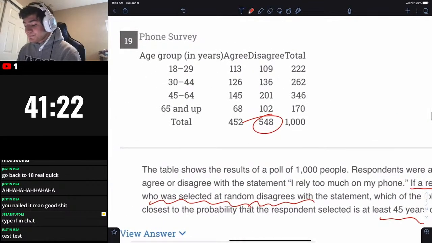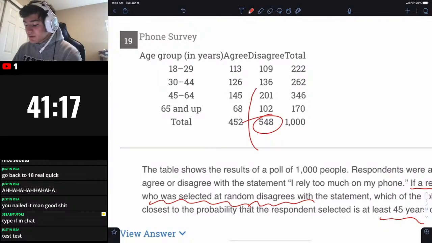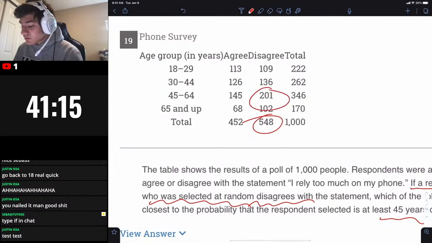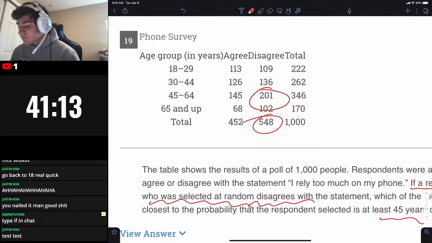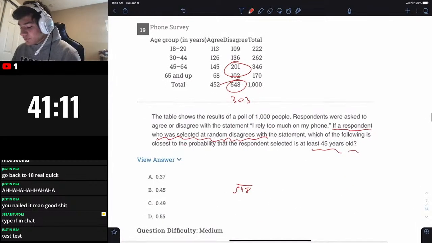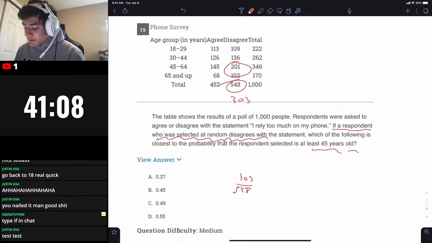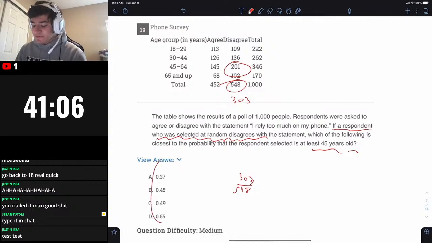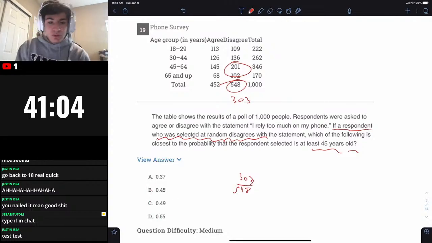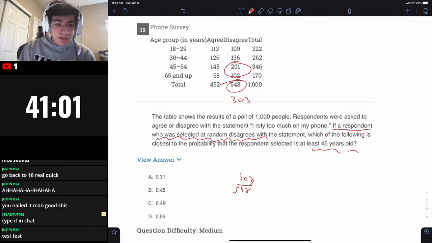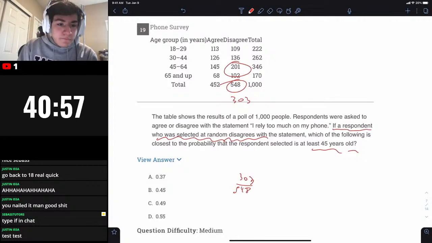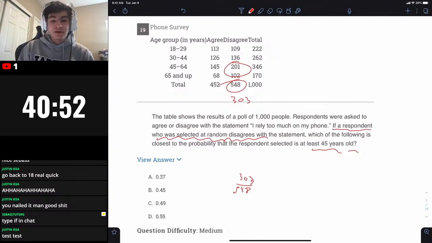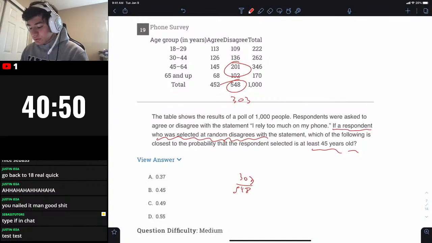Well, let's look. At least 45. So it's going to be this group right here. Oh, that's the total. So it's going to be this group. So 201 plus 102, which should be 303. 303 out of 548. Let's go ahead and plug that into our calculator because I see we have some decimal values in our answer choices. 1 second. 303 divided by 548. Enter, and I'll get 0.5529. So I would say it's D.